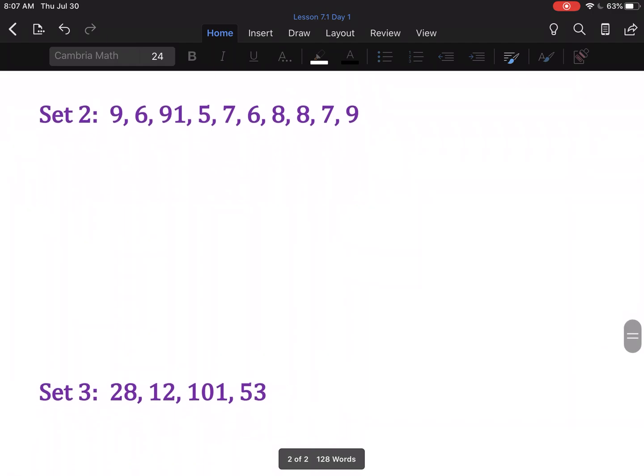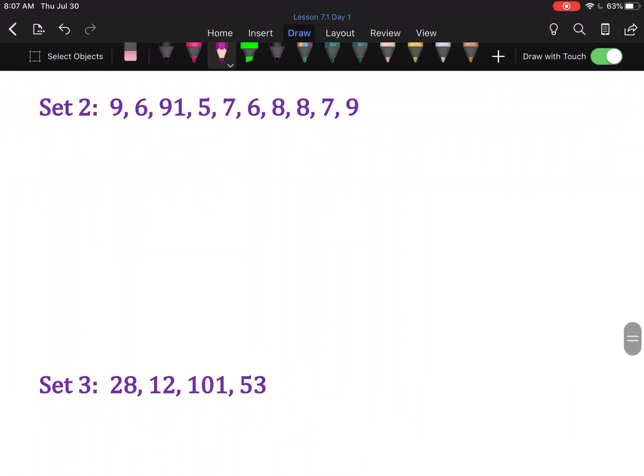Let's do it again. First thing we always do is put the numbers in order from smallest to biggest. So the smallest number here appears to be a 5. And then there are 2 6s. Cross those off. There are 2 7s. There are 2 8s. There are 2 9s, and there's a 91.